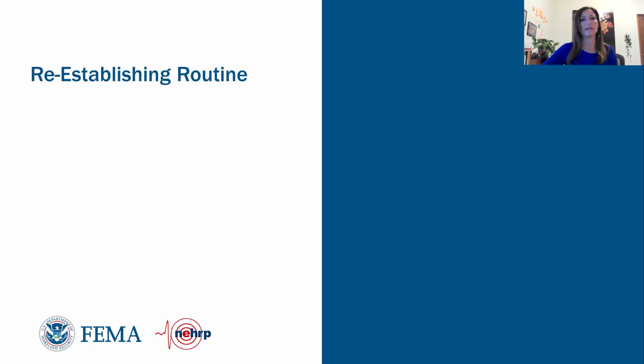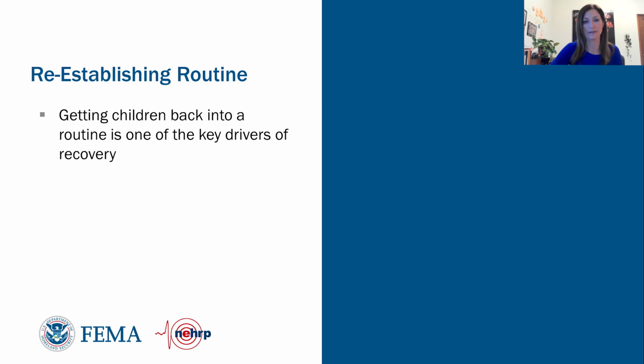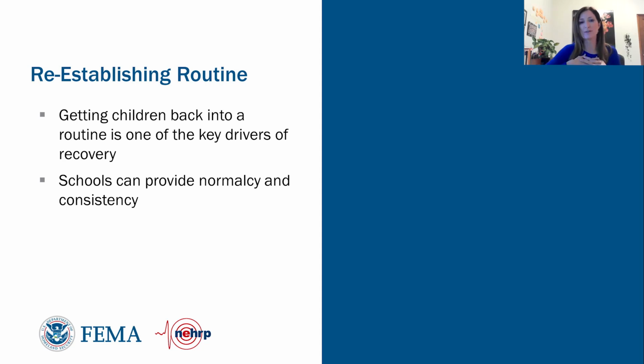Reestablishing routine is really critical for all of us after a disaster, but especially critical for children. One of the things we know from child development experts is that children need routine. And so this is one of the key drivers for their emotional recovery, but also for their academic recovery. Schools are so important because they provide normalcy and consistency for children themselves, but also for adults and the entire community.